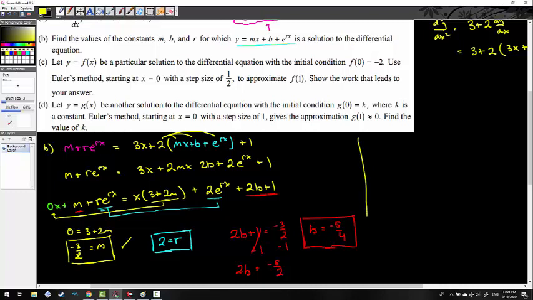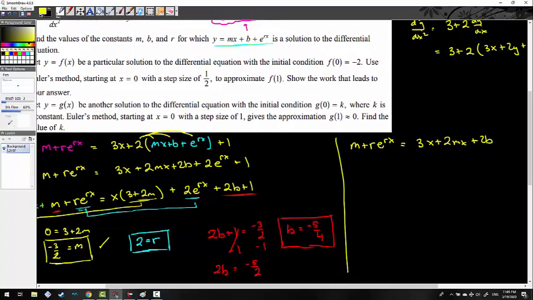In the alternate version of this answer, and again, I applaud the person who came up with this, and I would have never seen it coming. But what they saw was they saw the original problem. They said that m plus re to the rx is equal to 3x plus 2mx. Did I forget a plus right here? I forgot a plus right there. Plus 2b. I'm going to scroll over a little bit here. Plus 2e to the rx plus 1.